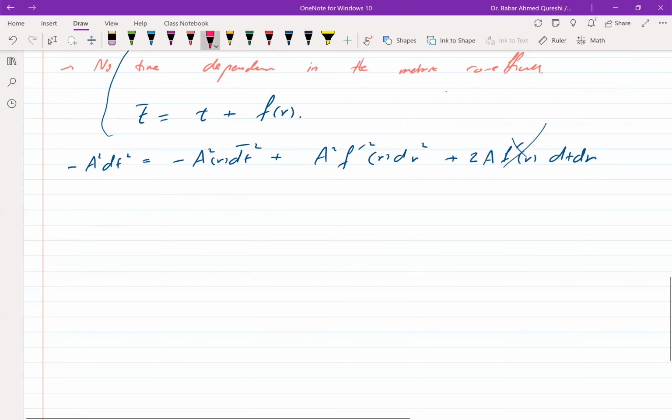And then I can define this scaling, call it a new coordinate r tilde, which I'm going to again call r. I can write my metric into this form.